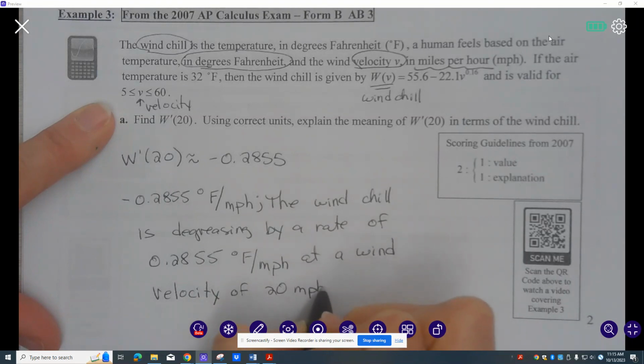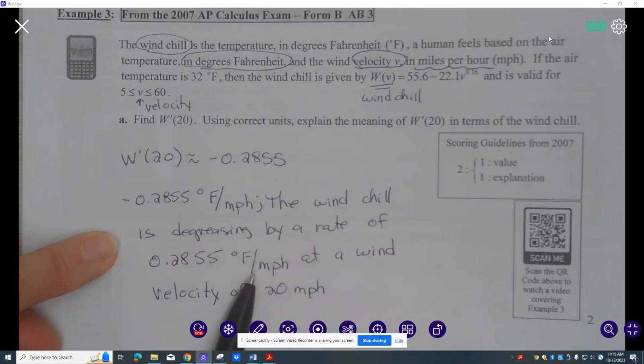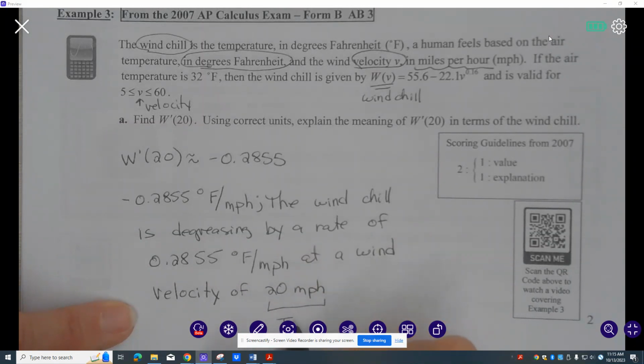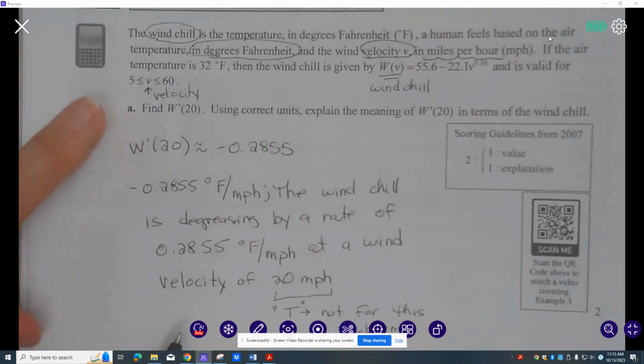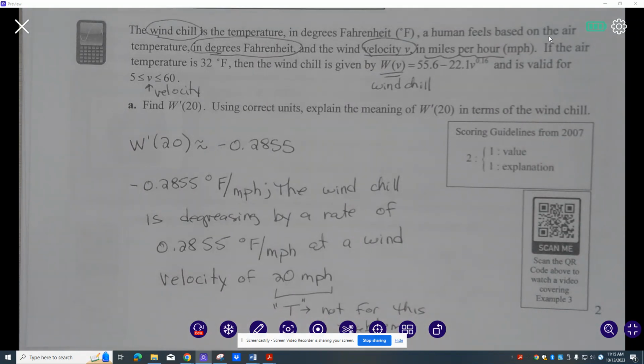per hour. Okay, so the wind chill is our noun. Our rate is degrees Fahrenheit. And our time is not really a time in this problem. It's another rate. But it is your input, so it's time-ish. You can think about it as time-ish. Our input was velocity instead of time. That is it for 4-1.